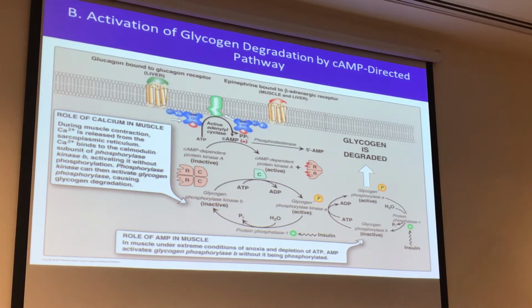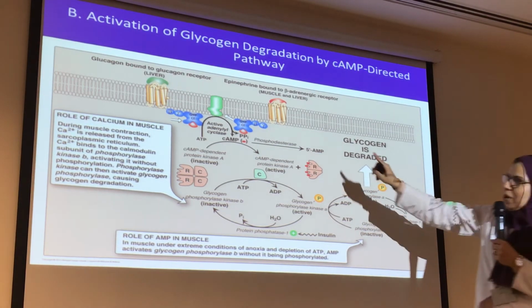Glycogen phosphorylase kinase A phosphorylates glycogen phosphorylase. This enzyme will add a phosphate group, so it will phosphorylate the phosphorylase, making it active. Okay? So you need to have it clear in your mind.